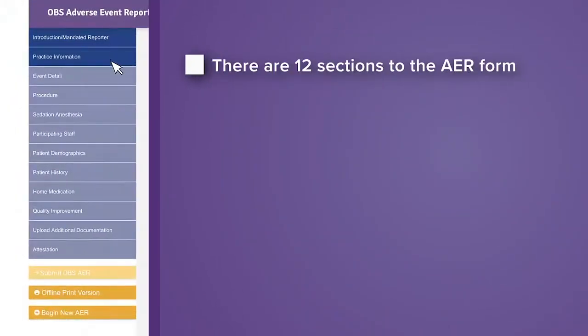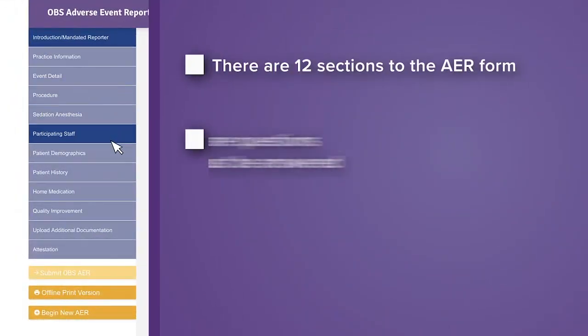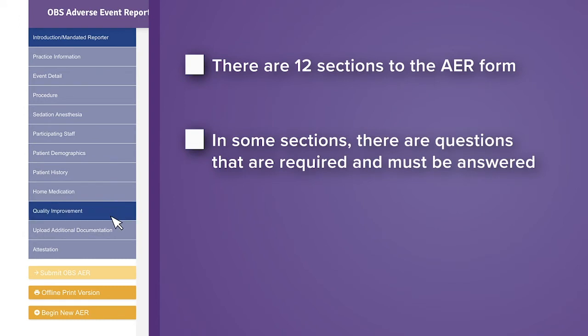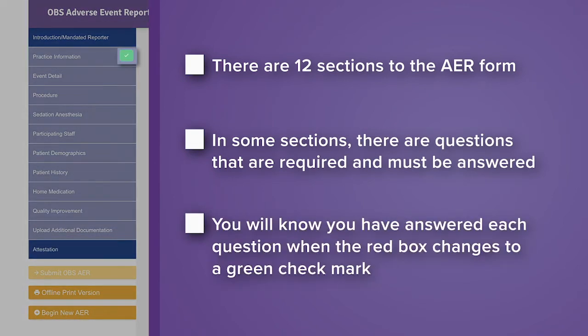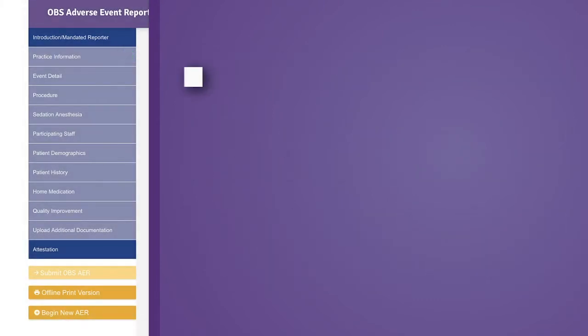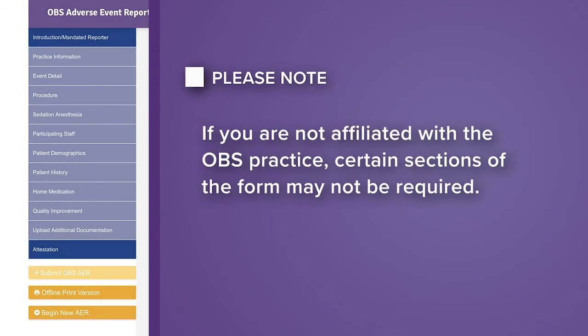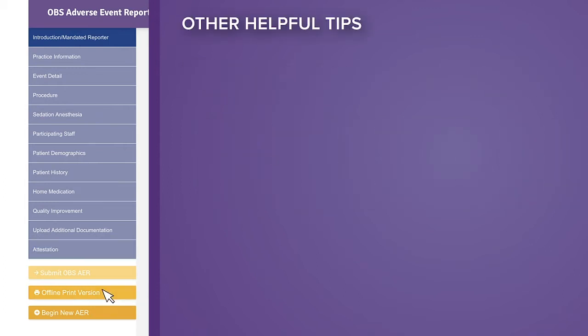There are 12 sections to the AER form. In some sections, there are questions that are required and must be answered. You will know that you have answered each question when the red box changes to a green checkmark. Please note, if you are not affiliated with the OBS practice, certain sections of the form may not be required. Other helpful tips along the way.